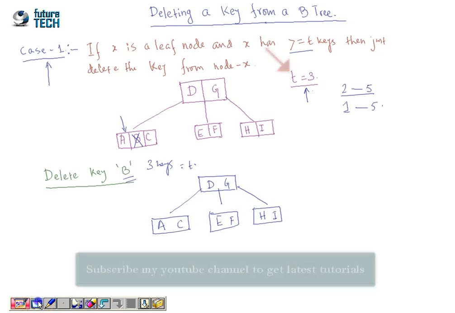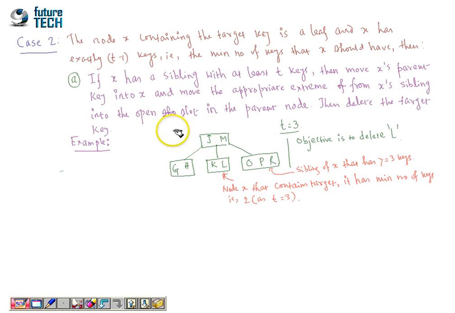Now we will be considering the second one. Let us consider case 2. Now if the node X containing the target is a leaf, but it contains the minimum number of keys. That means if T is 3, the target node has only 2 keys, then there are 2 subcases. In subcase 1, our objective is to delete L in this example.